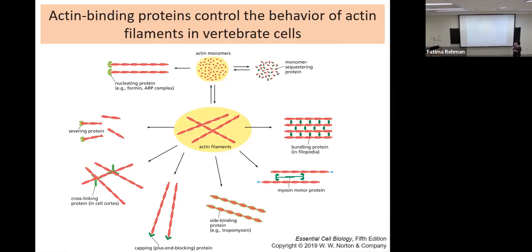You can have side binding proteins like tropomyosin or the myosin motor protein that can help them move in different ways to help the muscles contract and relax. And then you can have bundling proteins that can help them build stronger structures that are usually part of movement systems, right? So in this case, this is for filopodia, but you can also have similar structures in other such movement sites.